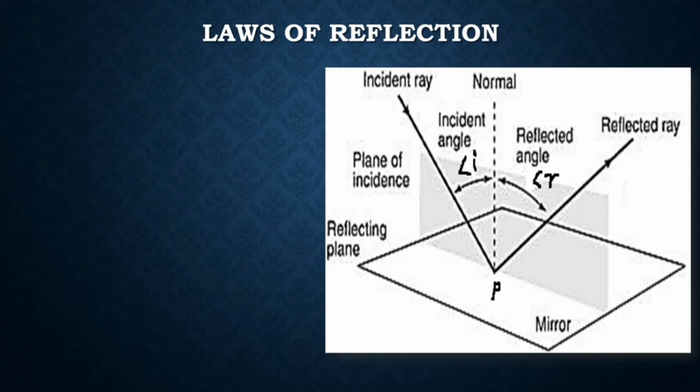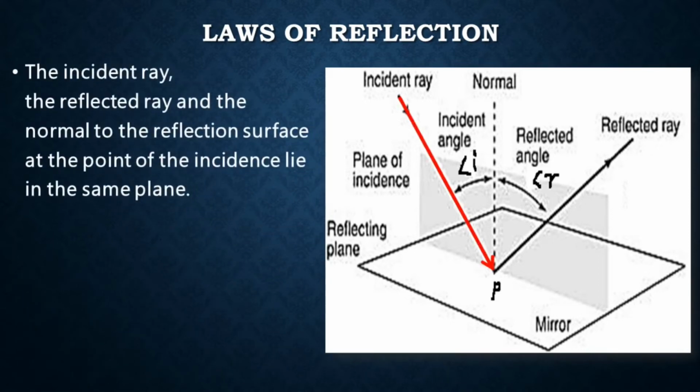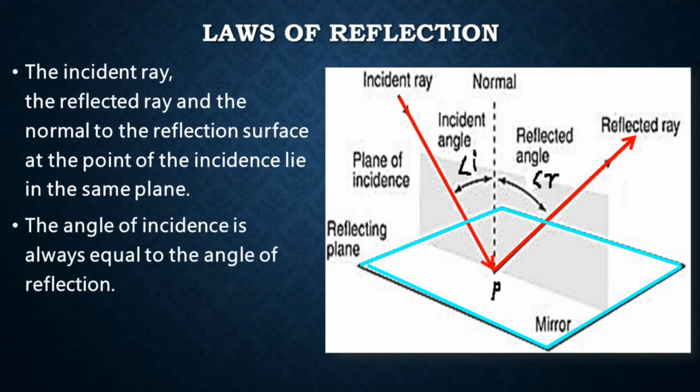Let's recall the laws of reflection. The first law states that the incident ray, reflected ray, and the normal to the reflection at the point of incidence lie in the same plane. The second law states that angle of incidence is always equal to angle of reflection.